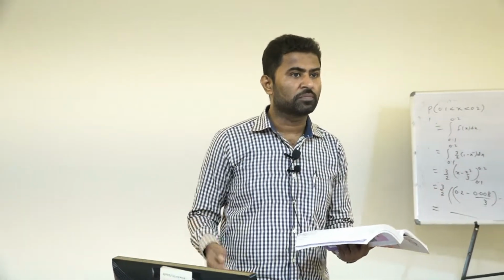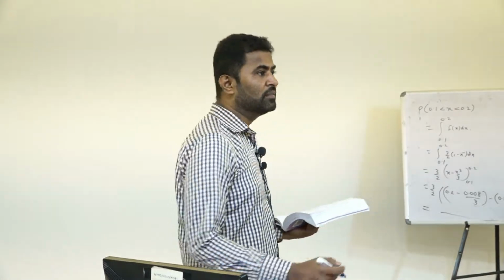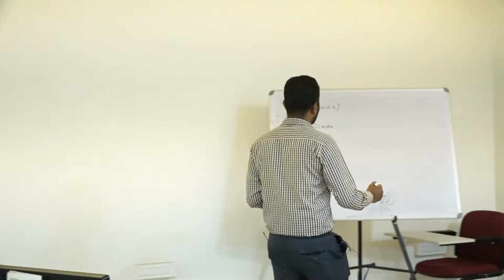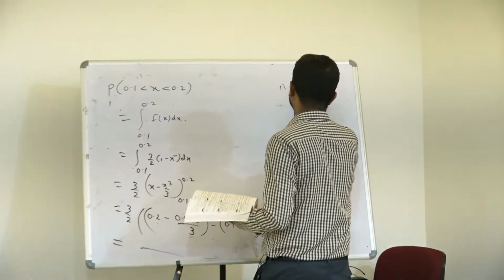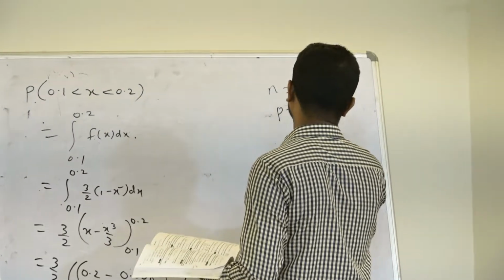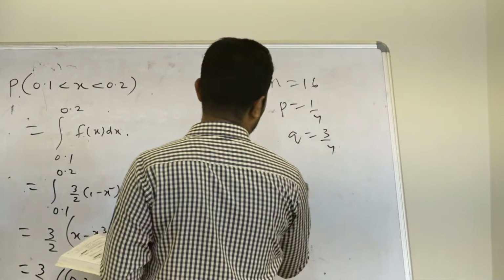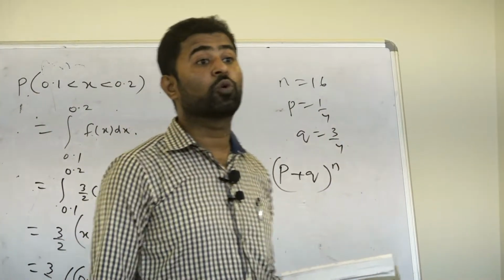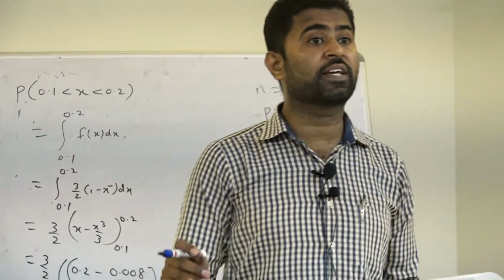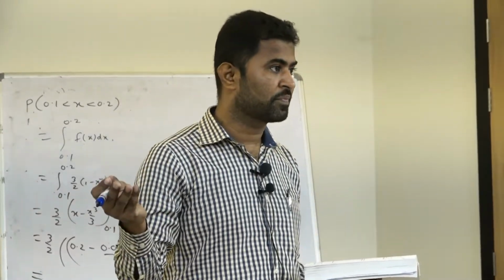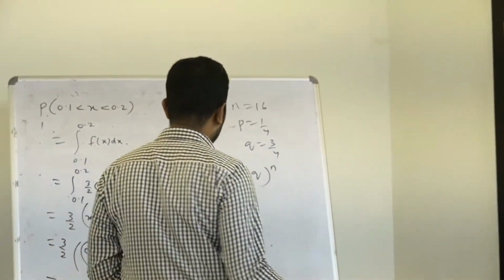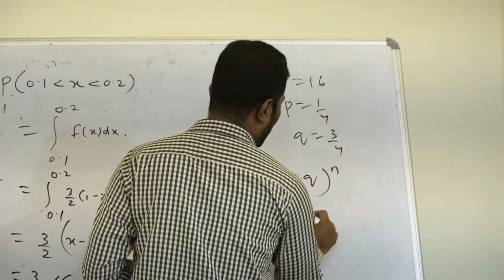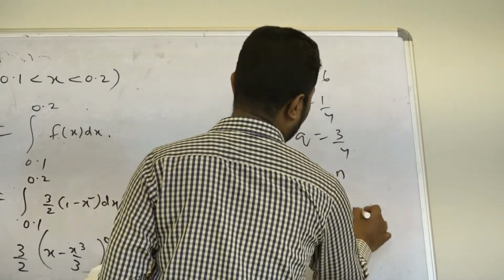Put the distribution. What n value are you getting? n is 16, p value is 1 by 4, q value is 3 by 4. So the distribution will become (p plus q) whole power n. How do we write it? nCx, p power x, q power n minus x. So (p plus q) whole power n becomes (1 by 4 plus 3 by 4) whole power 16.